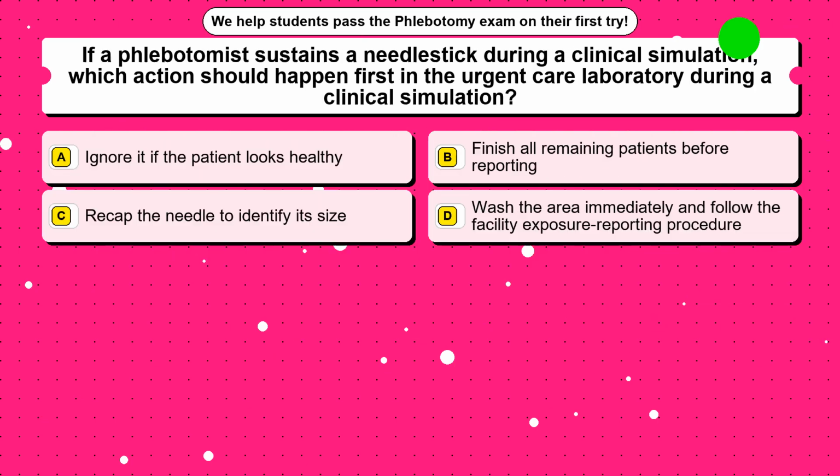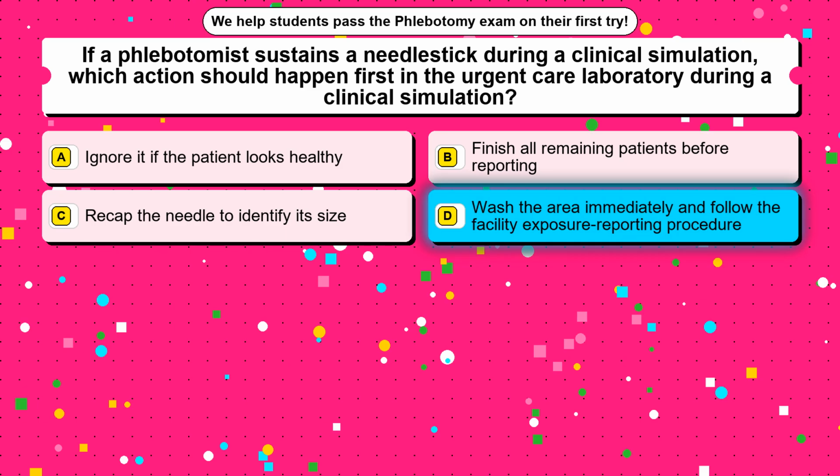Question 6. If a phlebotomist sustains a needle stick during a clinical simulation, which action should happen first in the urgent care laboratory during a clinical simulation? Option A. Ignore it if the patient looks healthy. Option B. Finish all remaining patients before reporting. Option C. Recap the needle to identify its size. Option D. Wash the area immediately and follow the facility exposure reporting procedure.